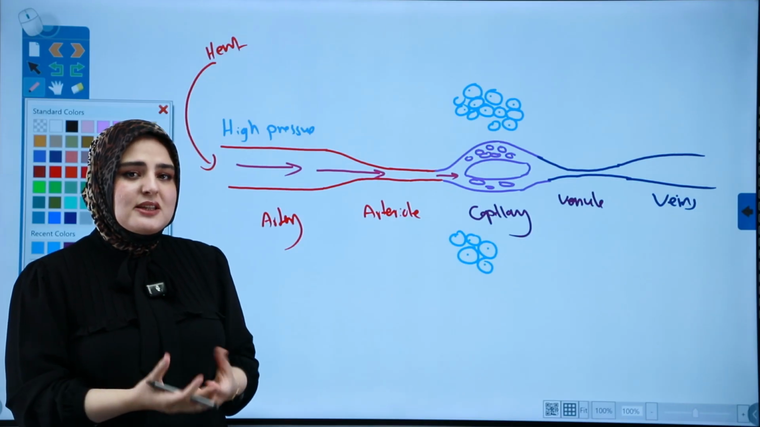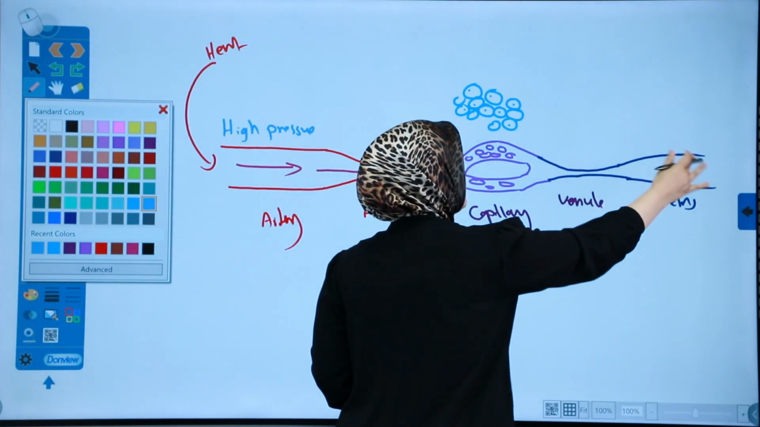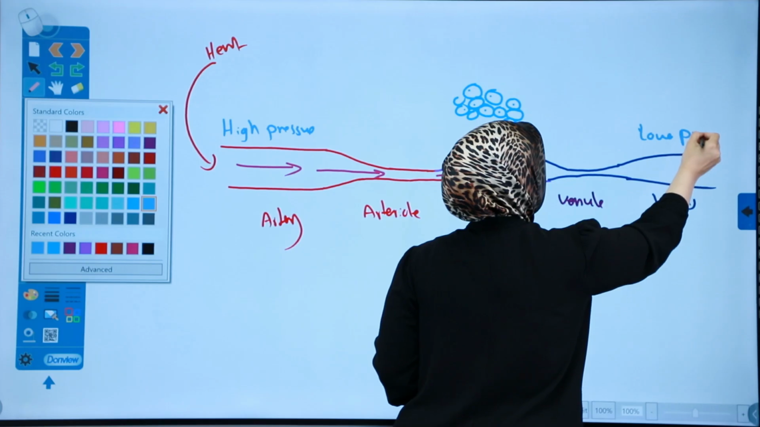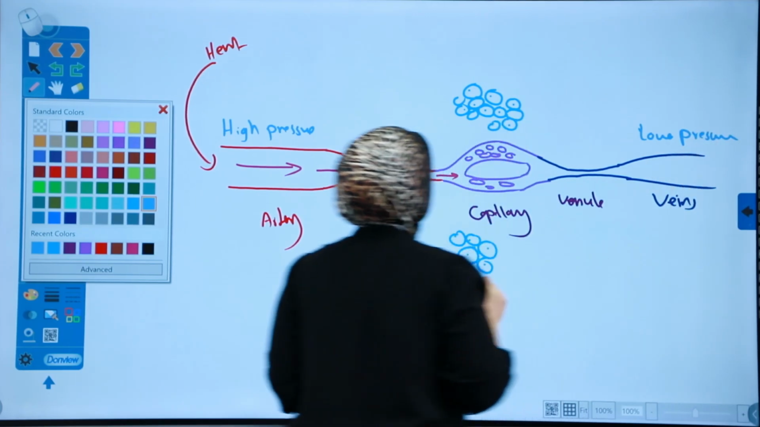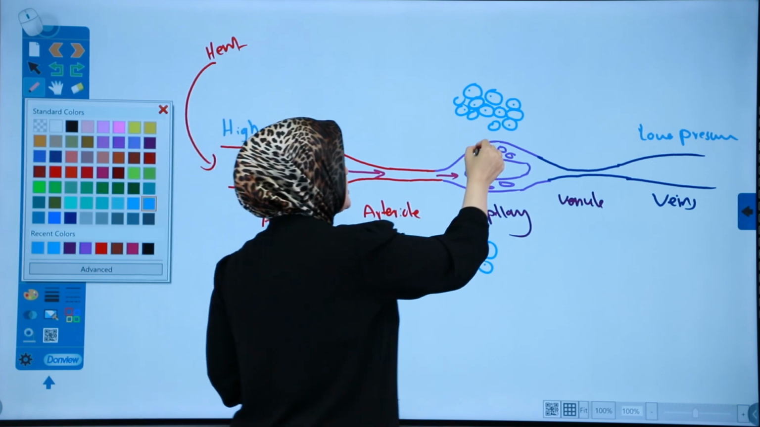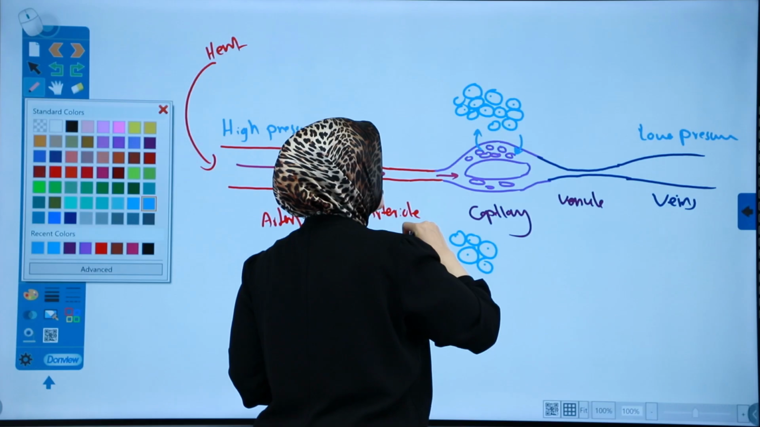And of course, the speed is way less. So when it goes back here until it gets to vein, there will be very low pressure of blood. Tamam? Again, that's how the blood goes. Here it slows down and creates exchanges. Okay? What happens in the exchange?